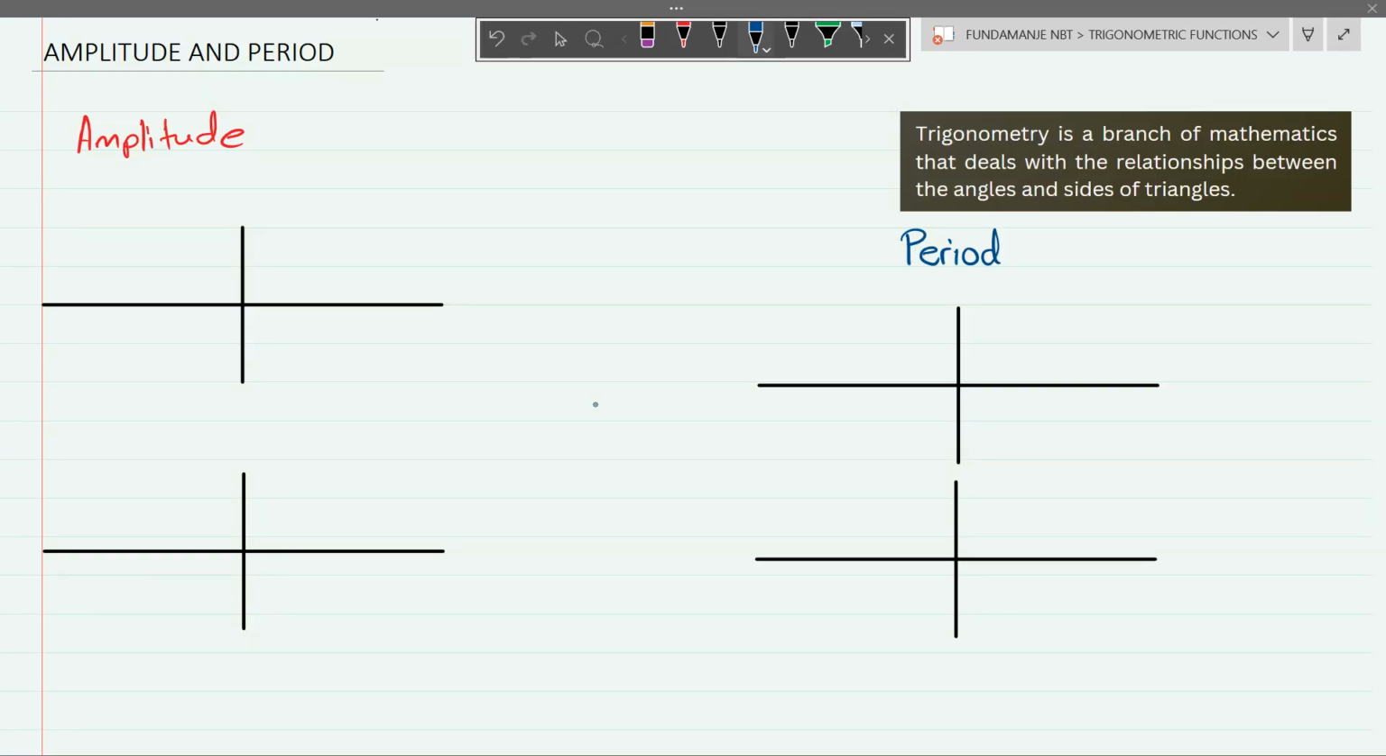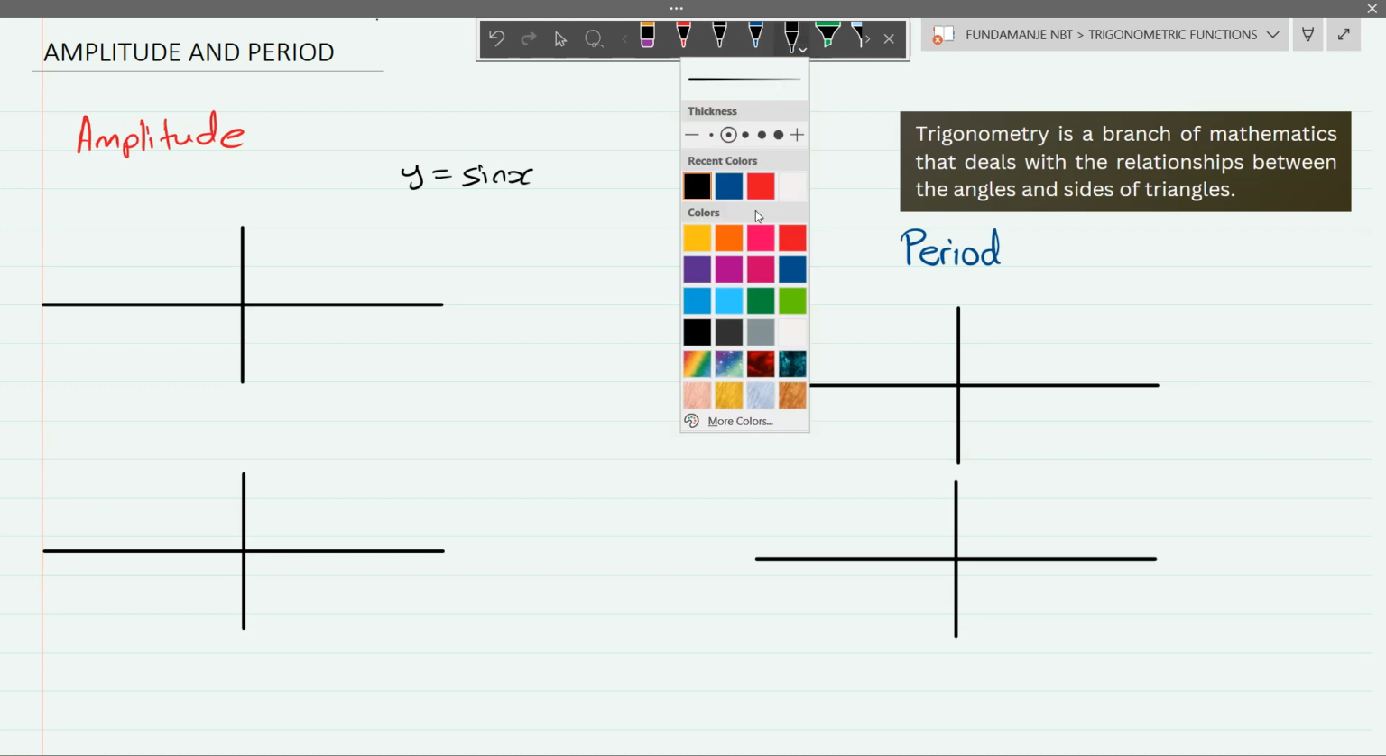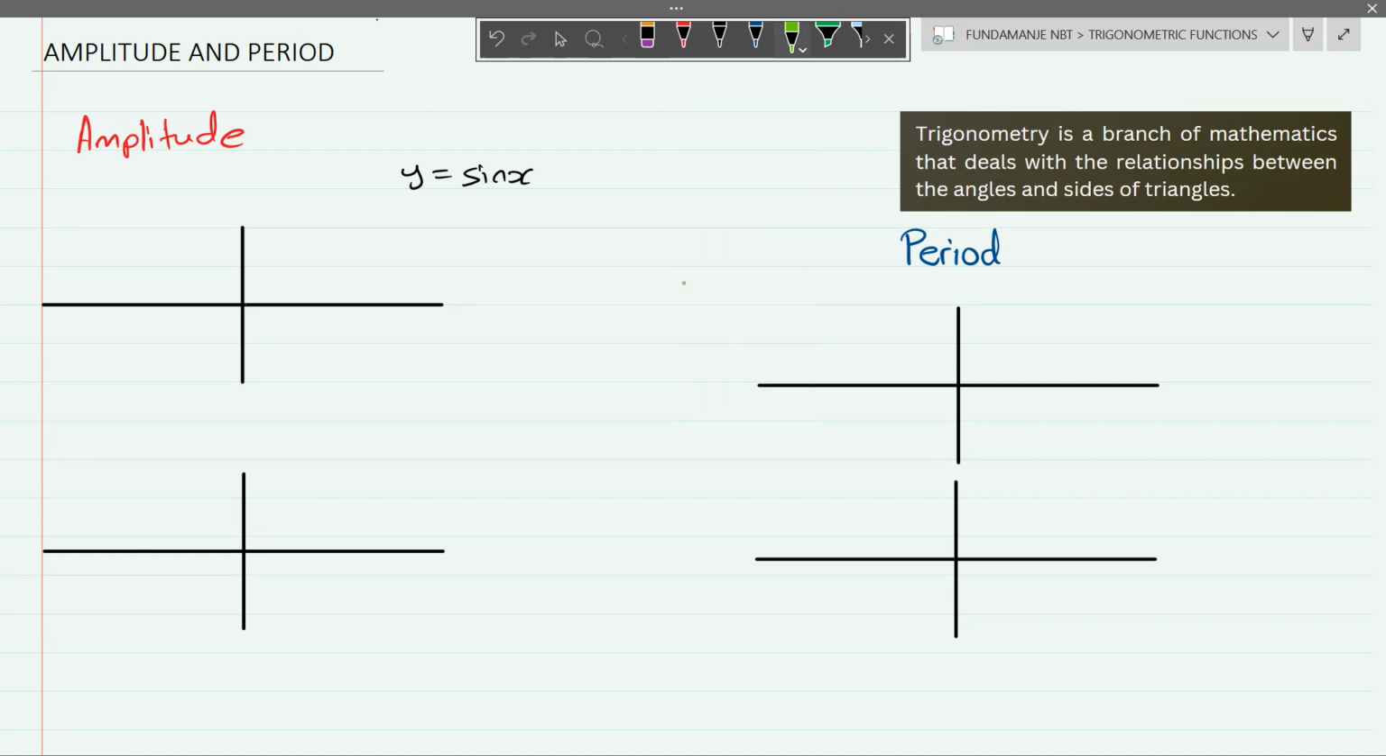Hi, in this video we want to talk about the amplitude and period of our trig functions, and we're going to be using y is equal to sine x as our example. So if I were to draw a standard y is equal to sine x function, that would look something like this, where we start off at 0 and end off at 180 degrees.